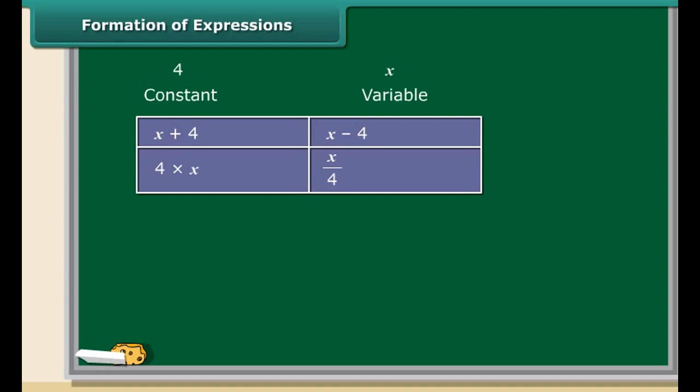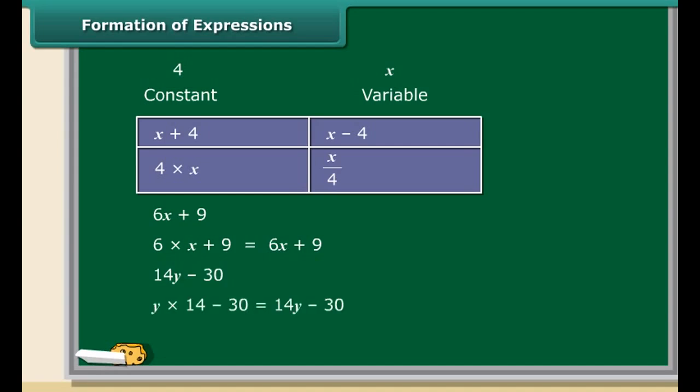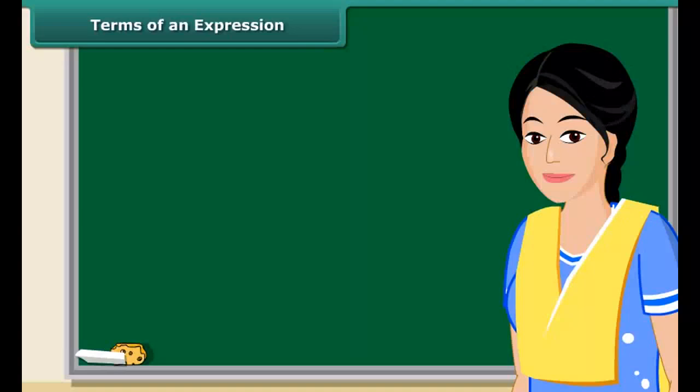Let us see how the algebraic expression 6x plus 9 is formed. It's really simple. First, multiply variable x with constant 6, then add a constant 9 to the product. Similarly, 14y minus 30 is obtained by first multiplying y by 14 and then subtracting 30 from the product. So, children, you see these expressions were obtained by combining variables with constants. You can also obtain expressions by combining variables with themselves or with other variables.